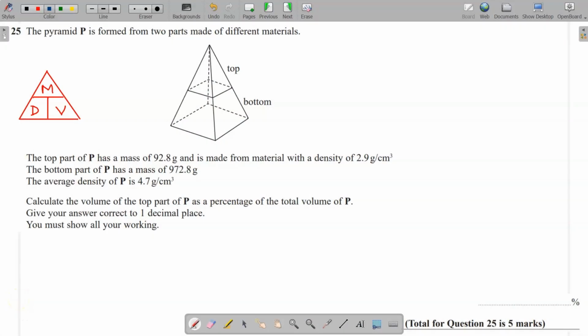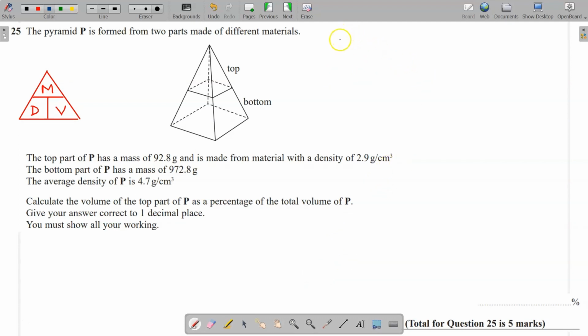Okay, this is an interesting question. You just have to use this information about density, mass and volume, which I've summarized here. Density is mass divided by volume. So you're told something about the top part of this pyramid made of a different material to the bottom part, and you've got to work out the volume of the top part as a percentage of the volume of the bottom part. So we need to get the volumes of each part.